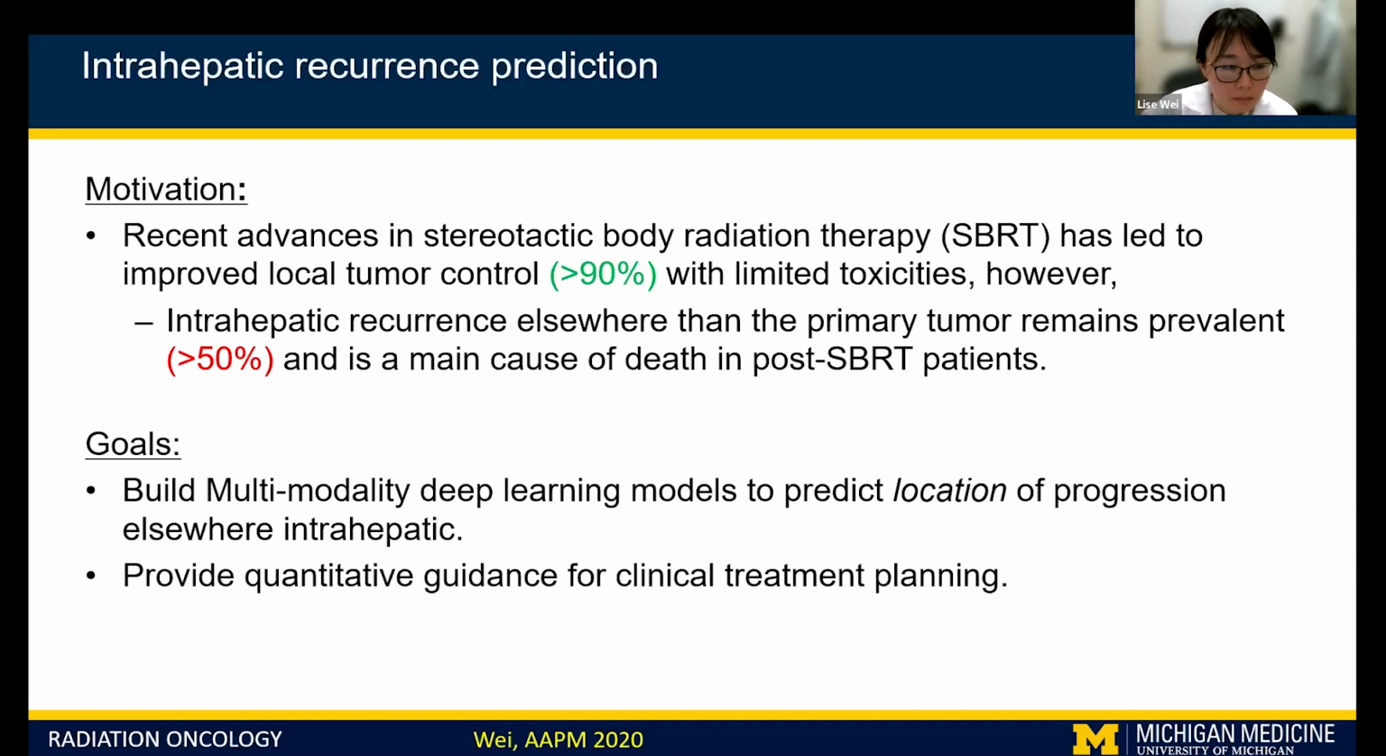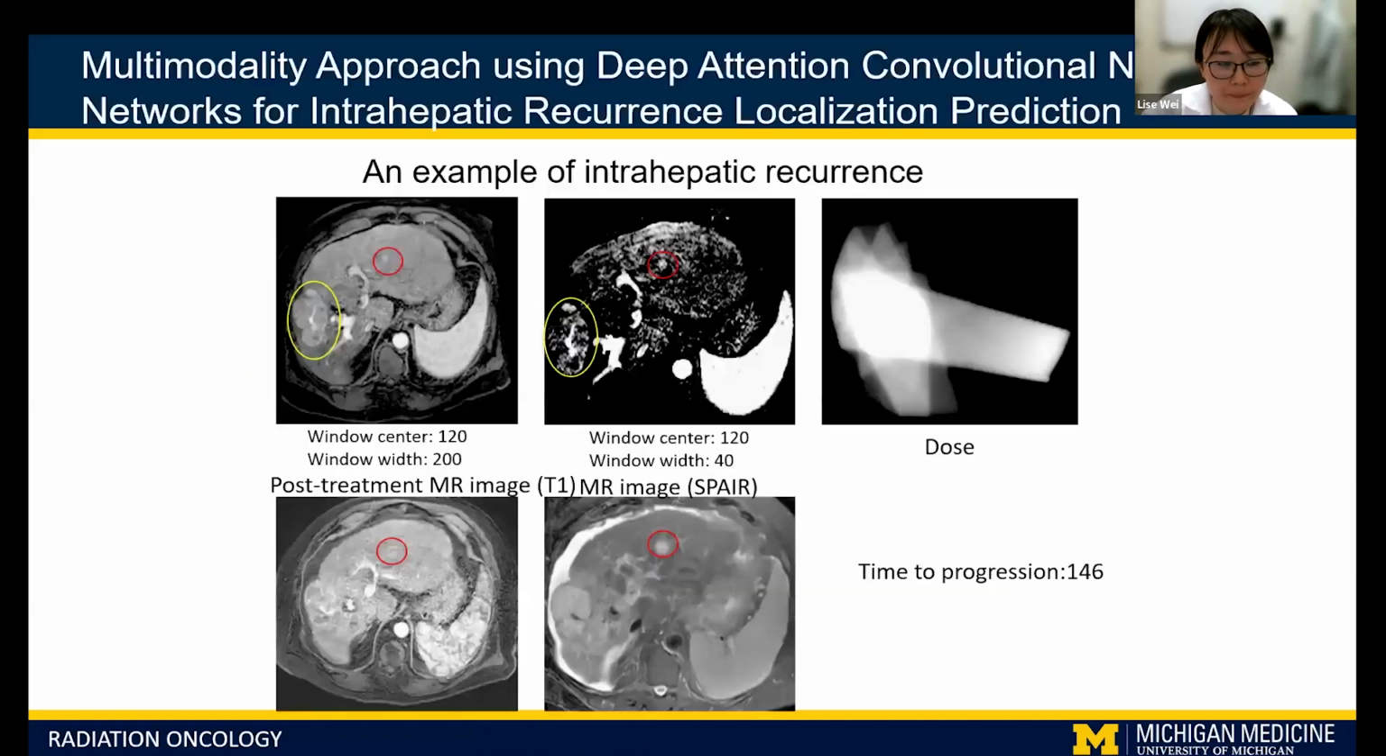So the goal of this work is to build multimodality deep learning models to predict the location of progression elsewhere intrahepatically. Based on this, we want to provide some quantitative guidance for the treatment planning. This is a tough project, but I will show an example to see the feasibility.